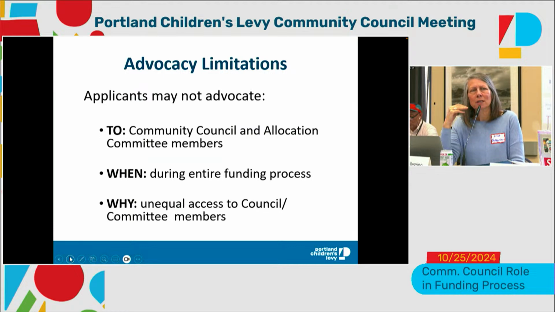The reason that we did this was we got strong feedback before the 2019 round that people felt there was unequal access to allocation committee members. And again, remember, there was no community council then. So it was allocation committee members that the feedback was about. And people didn't feel that everyone had the same access and that allocation committee members were being influenced by whomever was advocating to them. So in that funding round, we stopped the ability to do any advocacy work with the people who are making the funding decisions or advising for the funding decisions.